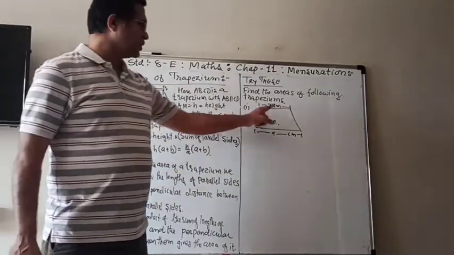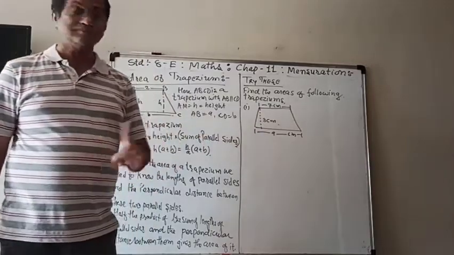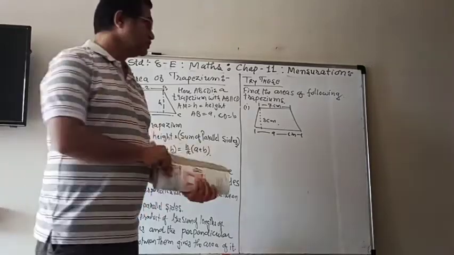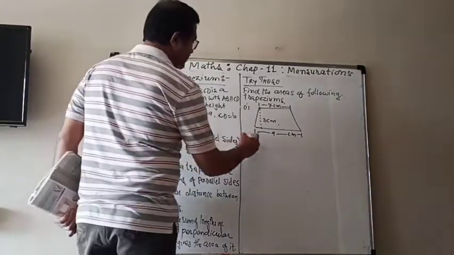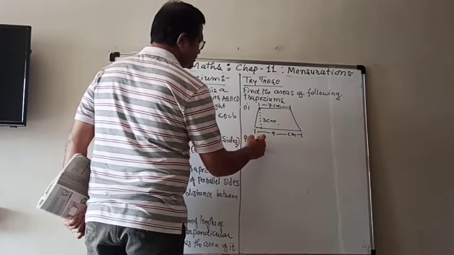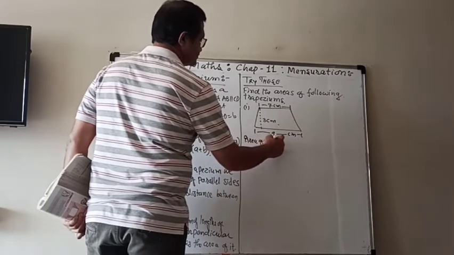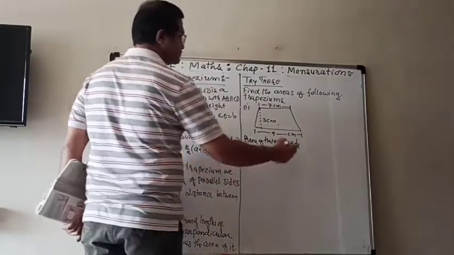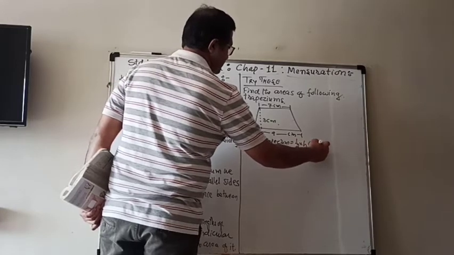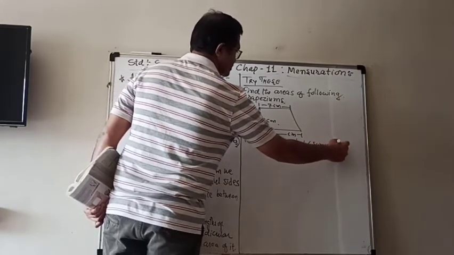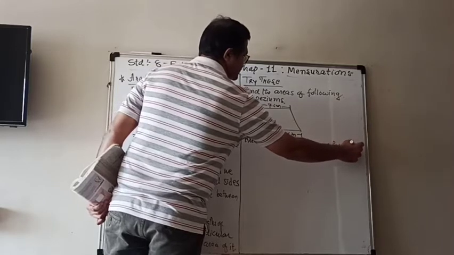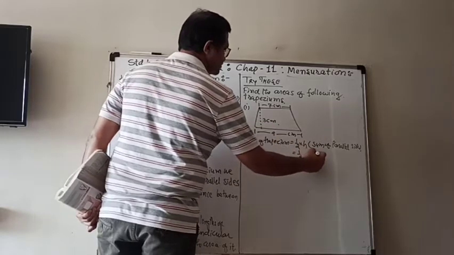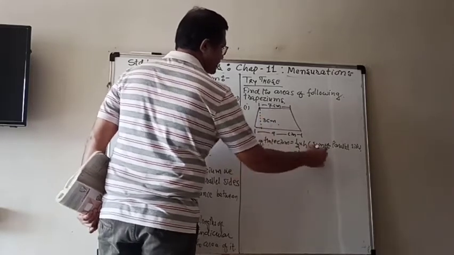Parallel sides: the length of the parallel sides is given, and the distance between the parallel sides is also given. So now area of trapezium is equal to half into h into bracket sum of parallel sides. So it is equal to half into h, which is 3, into 7 plus 9.